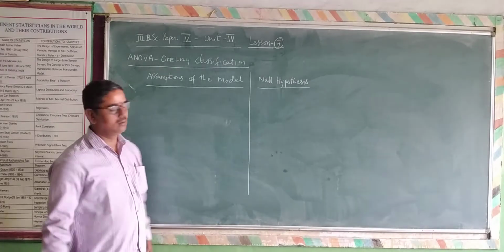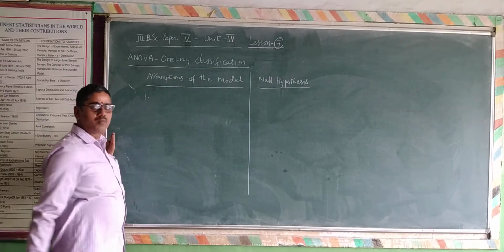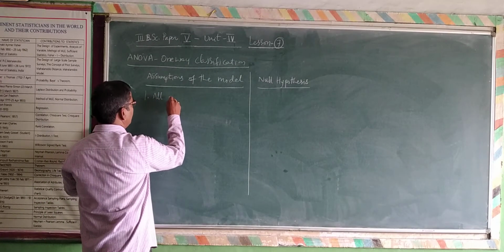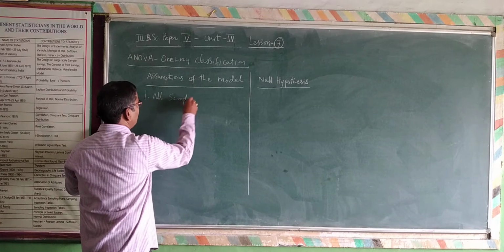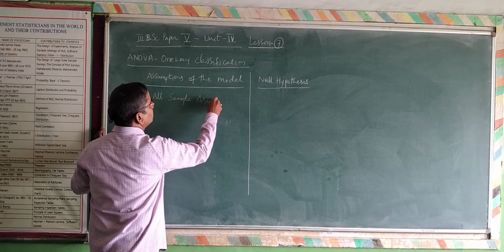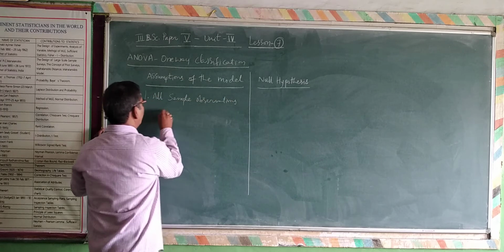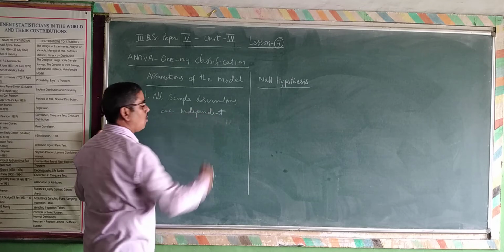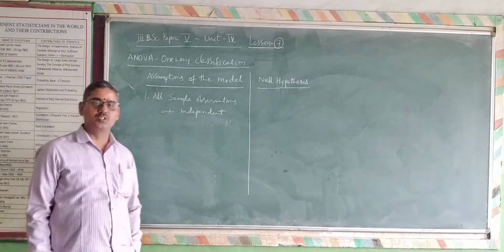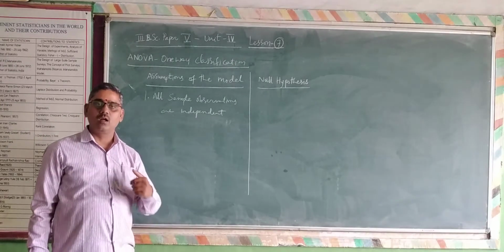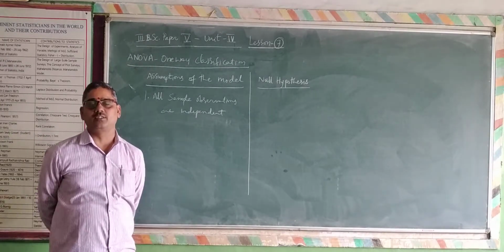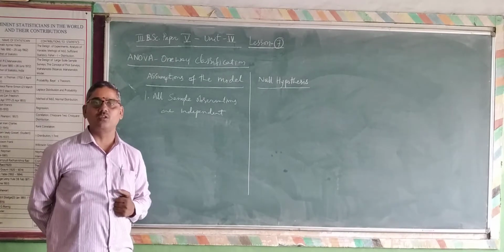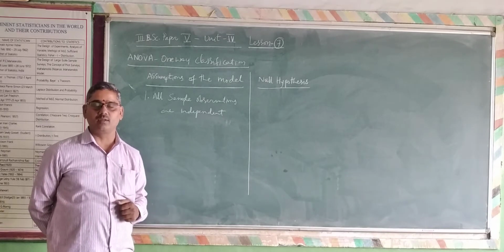Which are: 1. All the sample observations are independent. Whatsoever observations we have drawn, which means measurements observed from the experimental units, the measurements are taken from the experimental unit by applying some particular treatment.